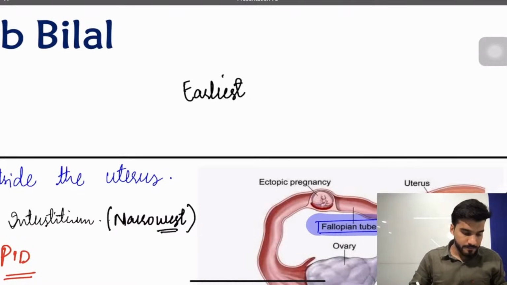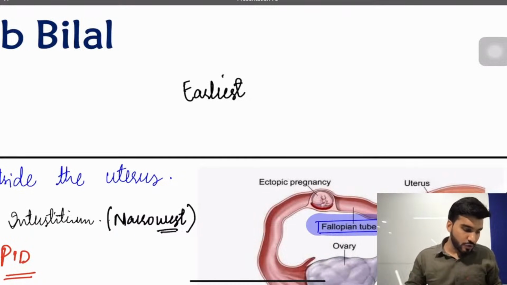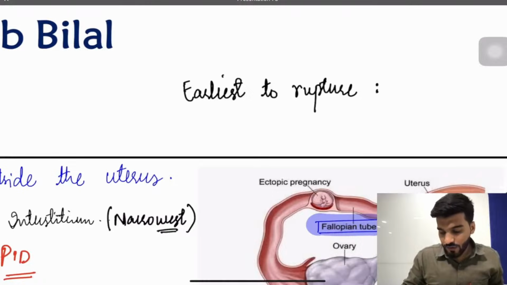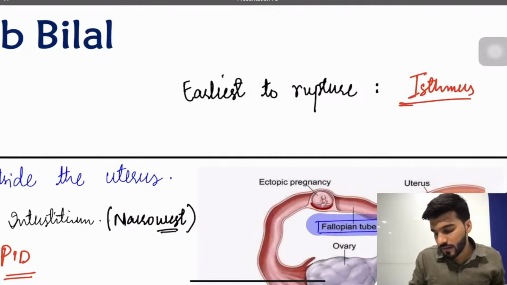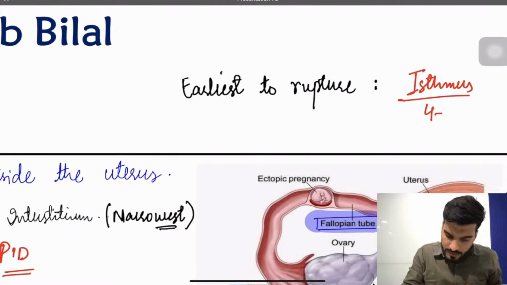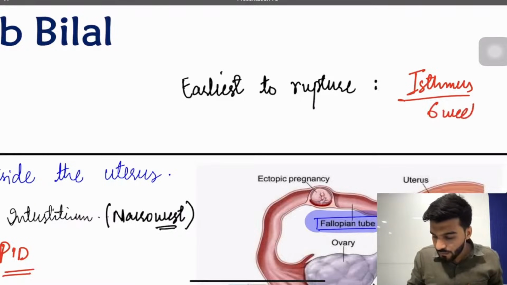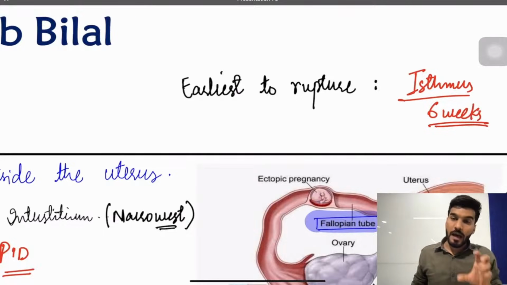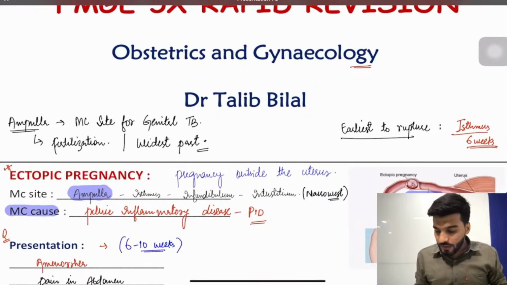The earliest to rupture is the isthmus, around 4 to 6 weeks. Very good. The middle one, the ampulla, is around 6 to 8 weeks, followed by the cornual ectopic at 12 to 16 weeks. So the earliest to rupture is the isthmus.